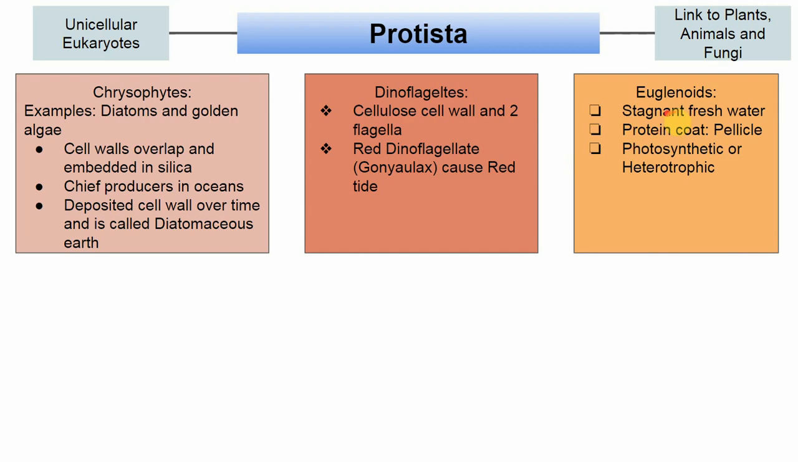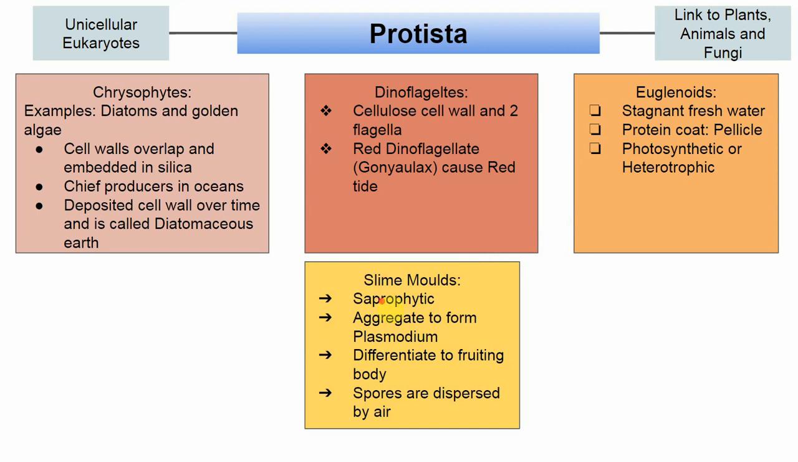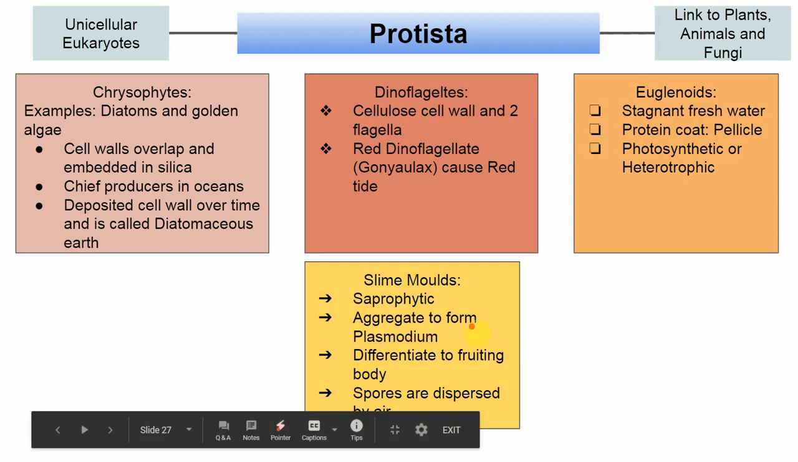The next is euglenoids. They are mainly found in stagnant fresh water. They have a protein coat called pellicle, but they do not have a cell wall. As a result, their body is very flexible. Euglenoids can be both photosynthetic or heterotrophic in nature, depending upon the presence or absence of sunlight. If there is sunlight, they are photosynthetic. When there is no sunlight, they become heterotrophic. Now, slime molds are primarily saprophytic in nature. Under certain conditions, they aggregate to form plasmodium, and later they differentiate into fruiting bodies.